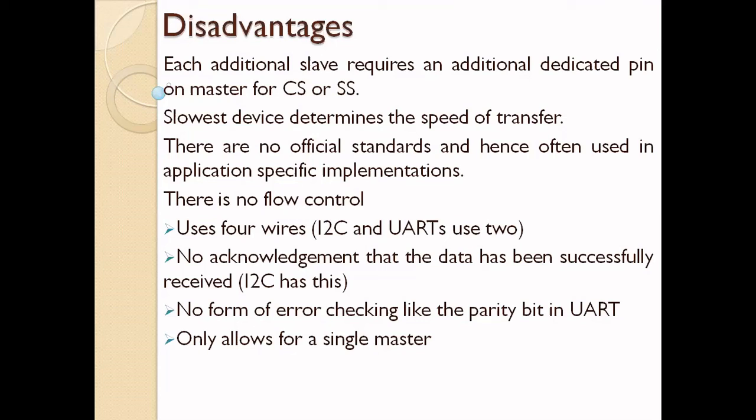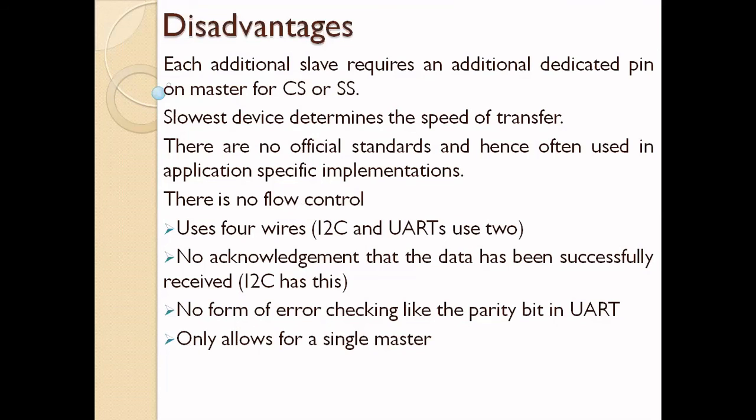In I2C and UART, only 2 pins or 2 wires are needed. Here 4 wires are needed. And here there is no acknowledgement. What does no acknowledgement mean? If I am sending some data to the slave, we don't know whether the data is received by the slave or not. So there is no acknowledgement.